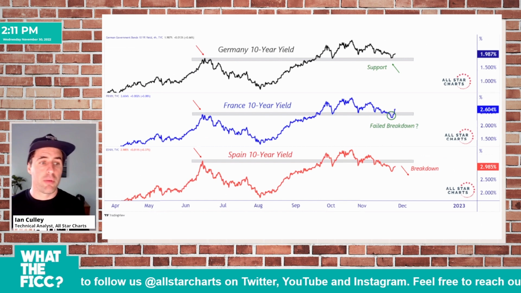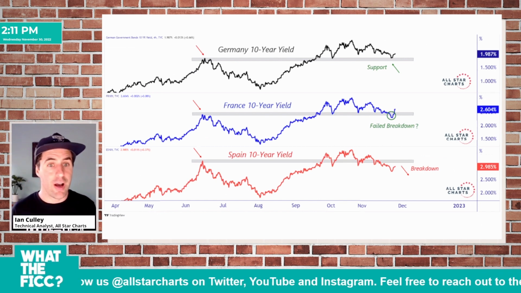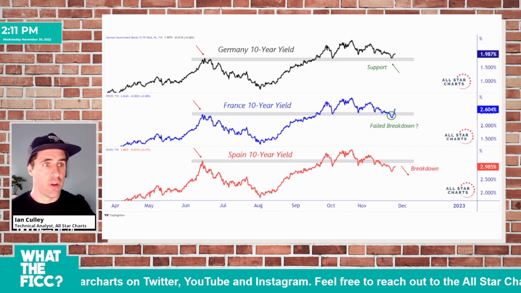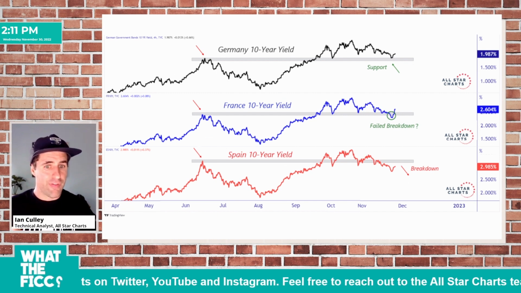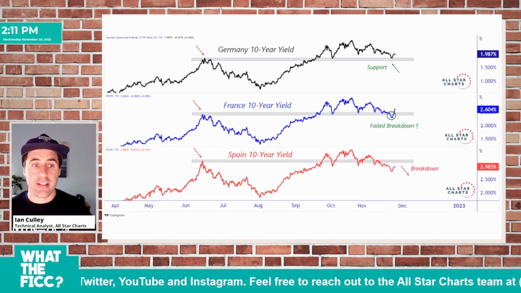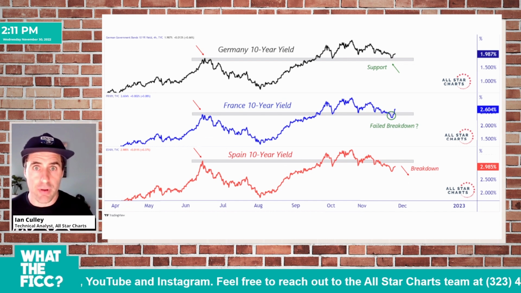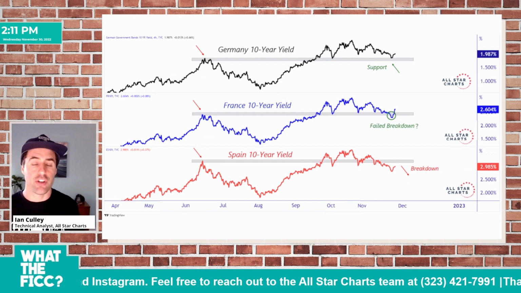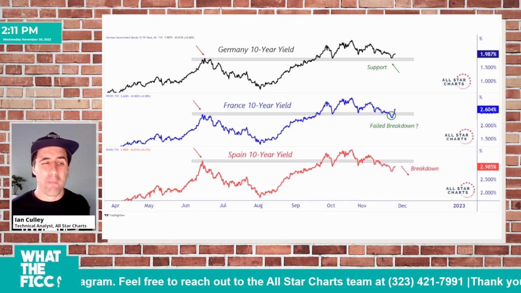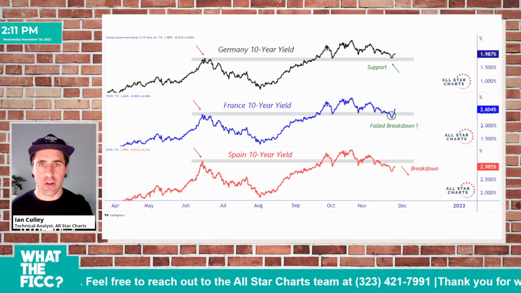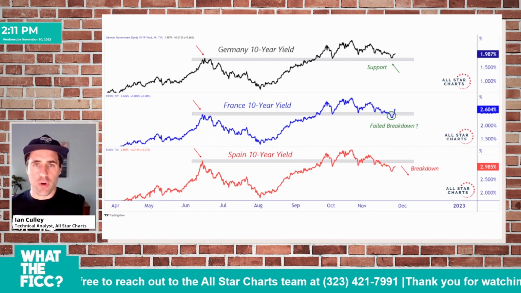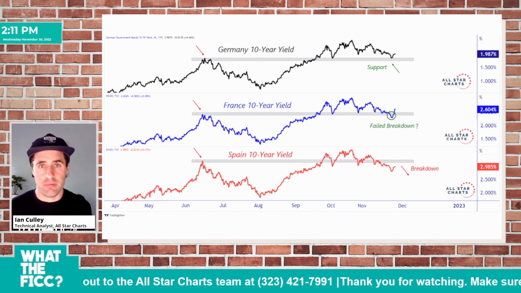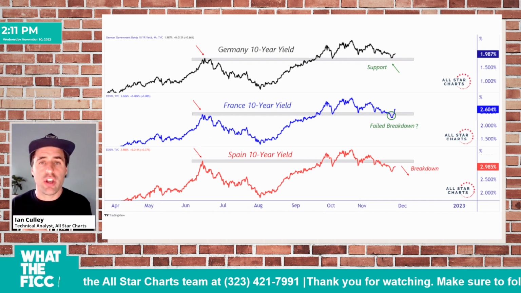Here we have a chart of the German, French, and Spanish benchmark yields. Now, they're already back at those pivot highs from earlier this year. Germany found support. France, potential failed breakdown, back above those June pivot highs, while Spain has undercut those highs and is trending lower.